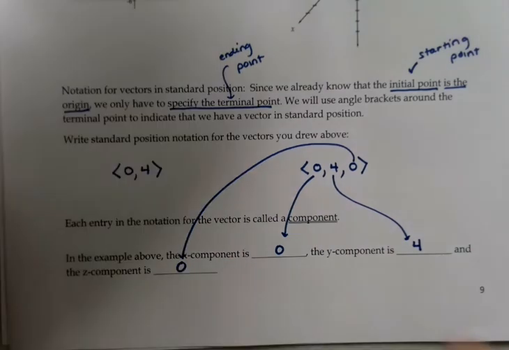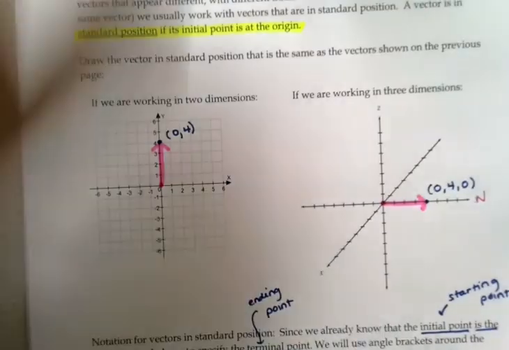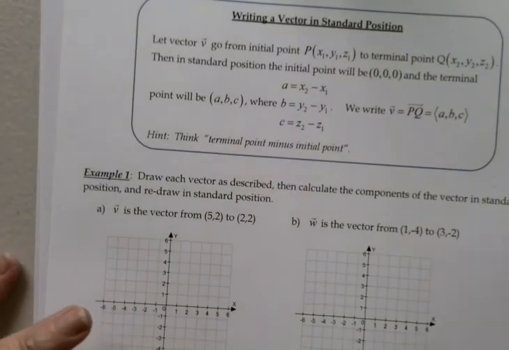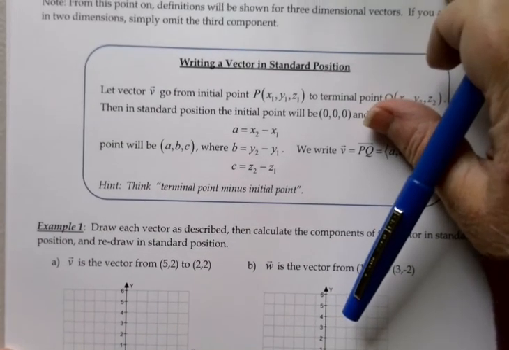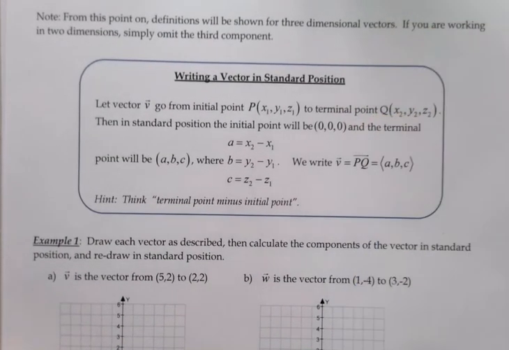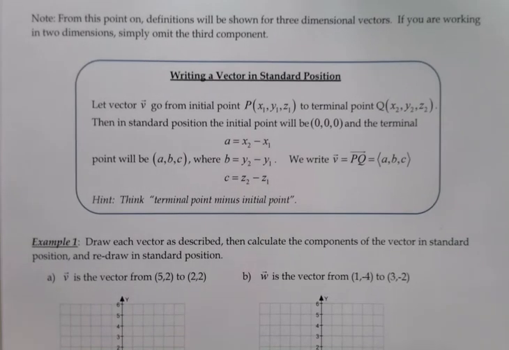All right, so let's talk about how to take a general vector, one that's not initially given to us in standard position, and rewrite it as a standard position vector. Little note at the top of this page, from here on I'm always going to give definitions and theorems in terms of 3 dimensions. If you happen to be working in 2, of course you can just ignore the 3rd component.